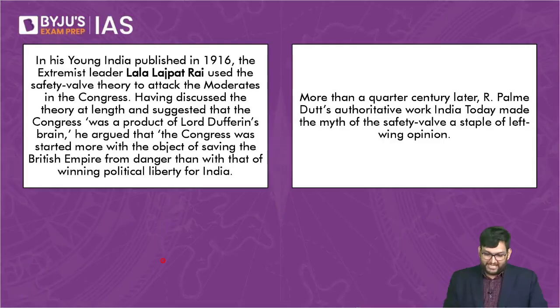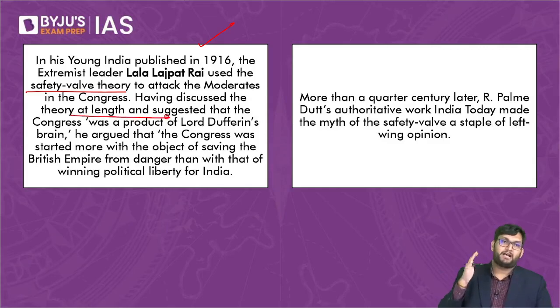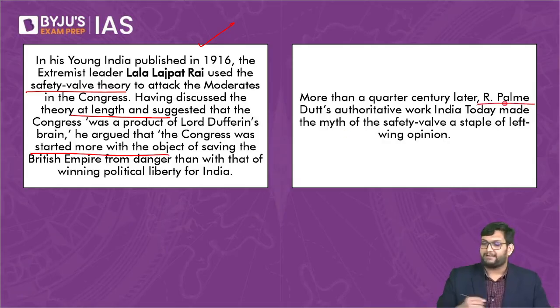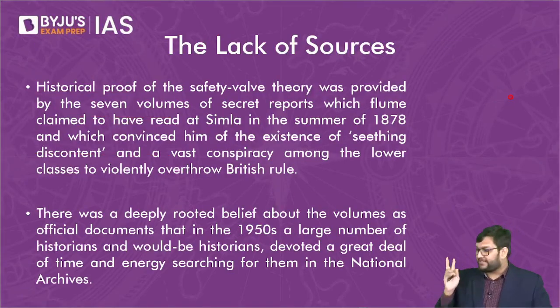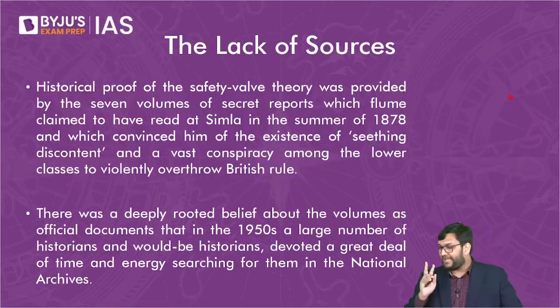Later, because of the moderate politics, Lala Lajpat Rai, in 1916, in the Young India paper, talks about this safety valve theory to attack the moderates, having discussed at length how Lord Dufferin's brainchild was the Congress, and the Congress was nothing more than just there to protect the British Empire. And even R.P. Dutt talks in India Today, a very authoritative text, that somehow the INC seems to be a mouthpiece of the British. They were technically criticizing, but they actually were not adding.